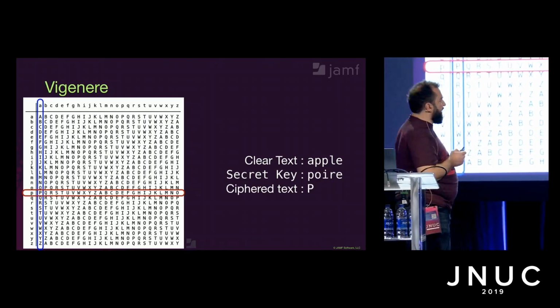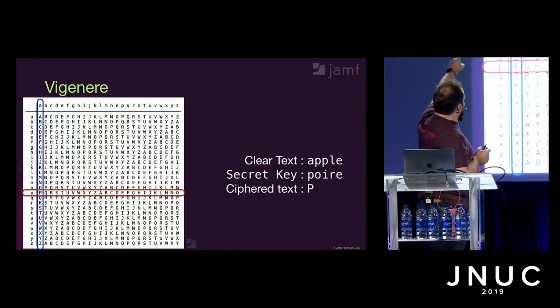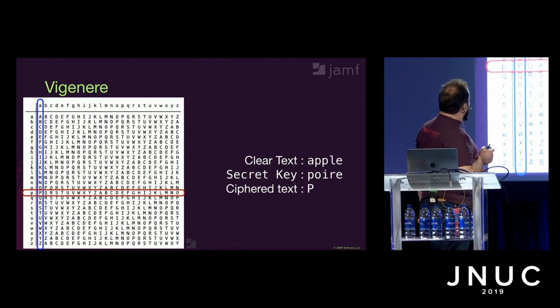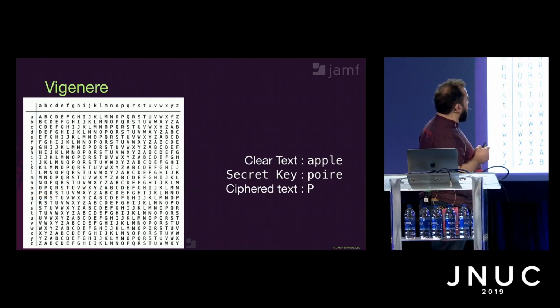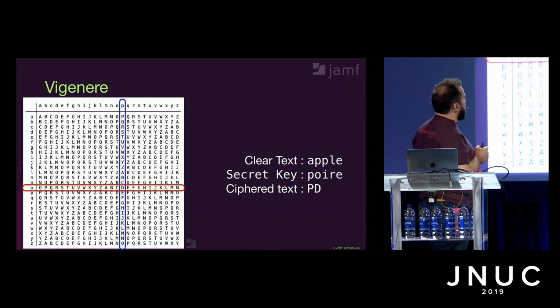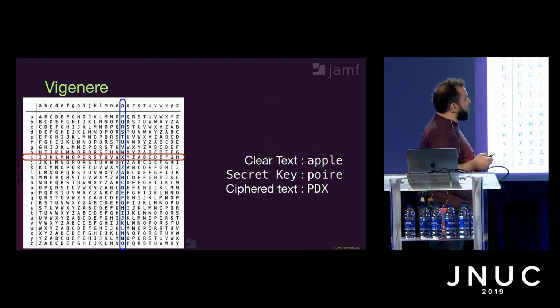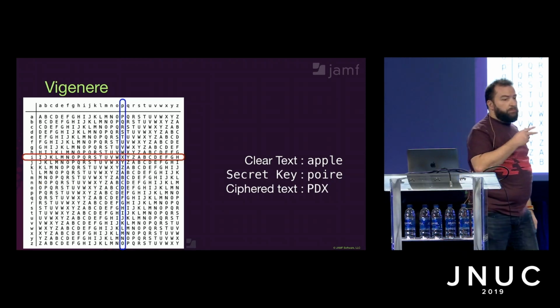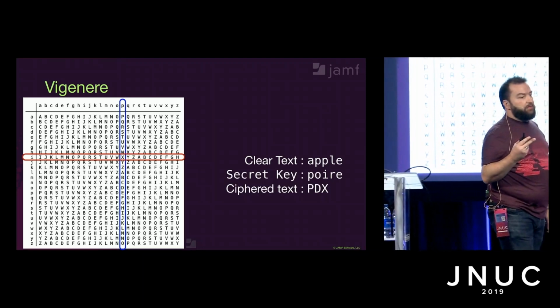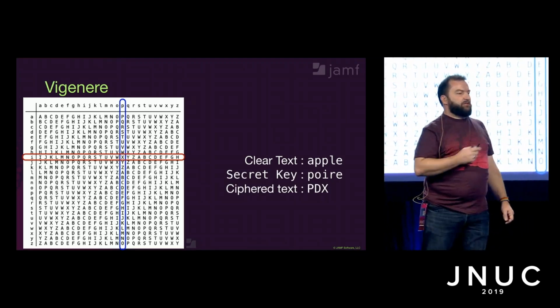If we take the A, and the A is the first column, we go to the P row, we get the first letter. Then we go to the second letter, the first P of apple. The next key letter is the O of poire, and it's going to be a D. And then we go on, and this time, the two P's are not represented by the same letter. So we break some statistics using that method.